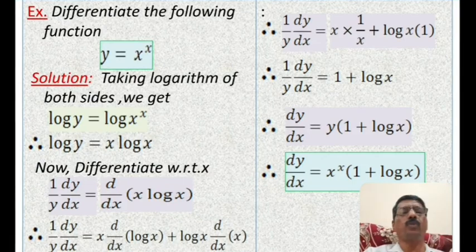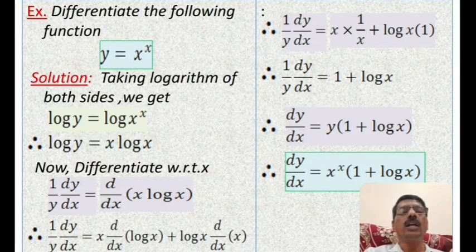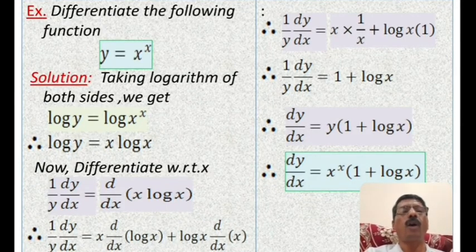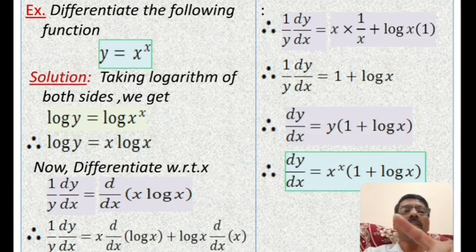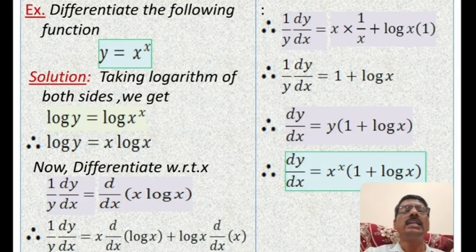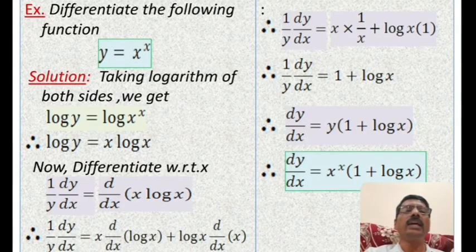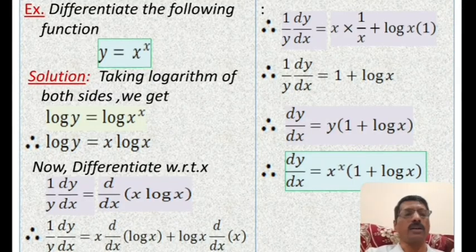That is a simple process to find out the derivatives when the given function is in product form, quotient form, or in exponential form. Then by this logarithmic differentiation we can simplify the given function and then take the derivative of the given function. Okay.